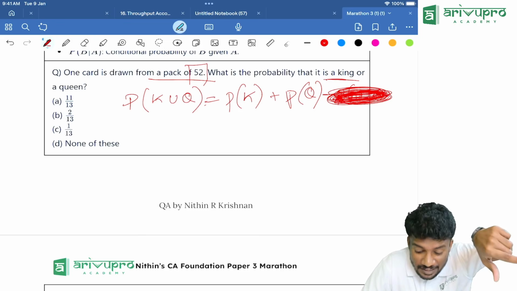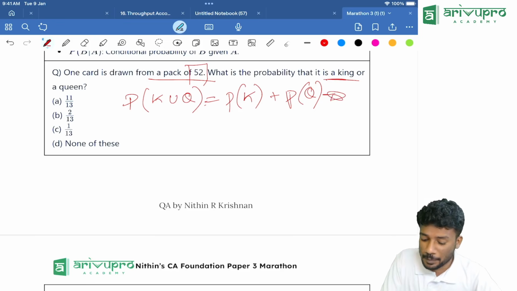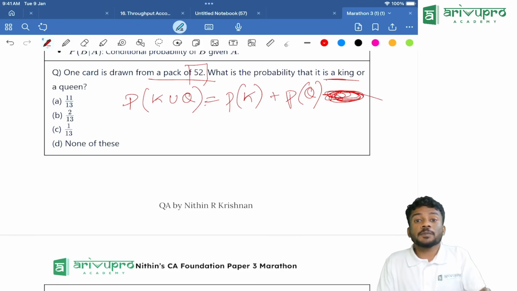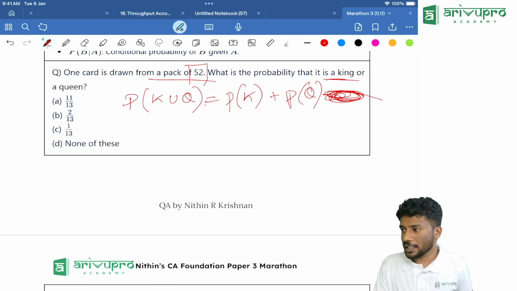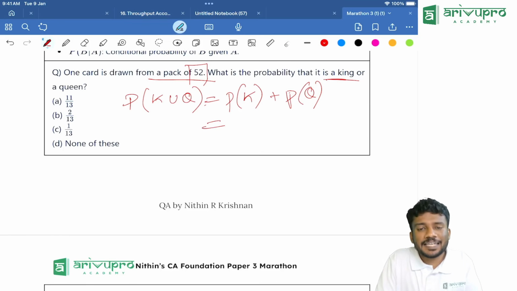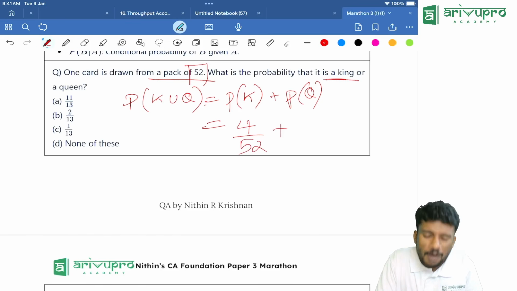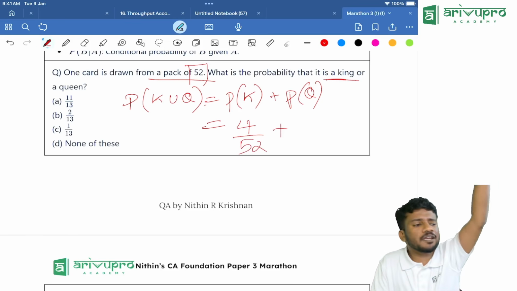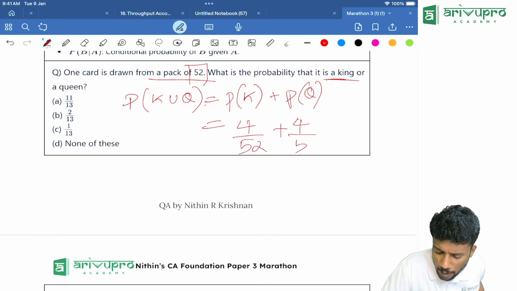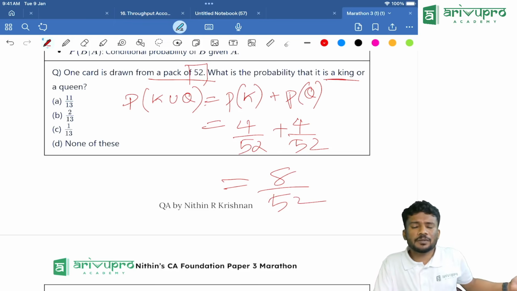What type of event is that when K intersection Q is equal to 0? What type of event is that, people? That is called a mutually exclusive event. Now, what is the probability of getting a king from a pack of 52 cards? 4 by 52. Plus, what is the probability of getting a queen from a pack of 52 cards? 4 by 52. So how much is it? 8 by 52. Now you tell me the answer.